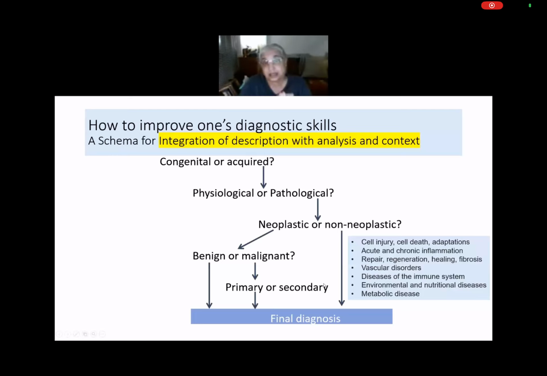So what I am trying to get you to understand is that this is the way you analyze something that you have already seen, made observations, made interpretations, and made a good description of in your head. You analyze all of that in a given context. And if it is non-neoplastic, you have to go through all of the different general pathology chapters in your textbook, whether it's cell injury, or do I think that this is acute or chronic inflammation, etc.